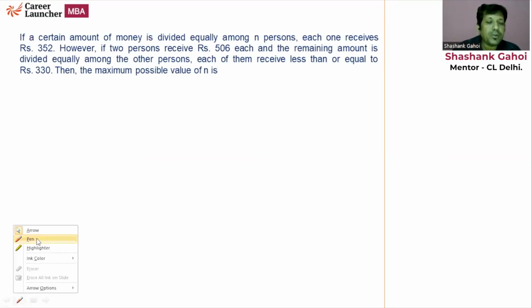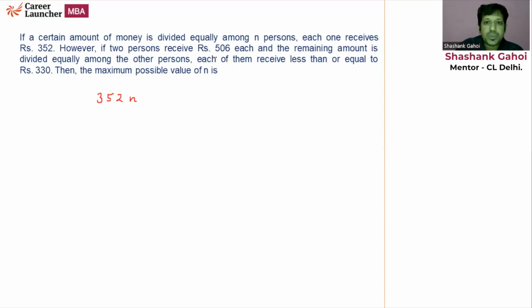A certain amount of money is divided equally among n people. Each one receives 352. Okay, so I can say the total amount of money is 352 times n. If 2 people receive 506 and the remaining amount is divided equally among the other people, and each of them receives less than or equal to 330, find the maximum possible value of n.